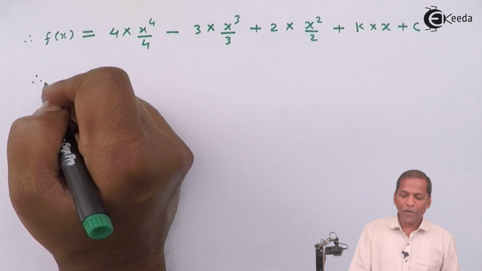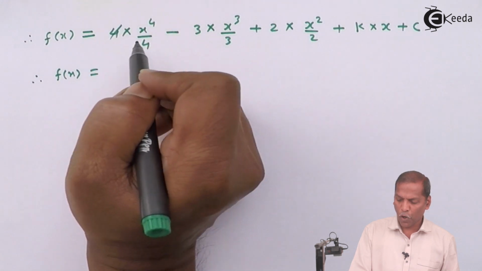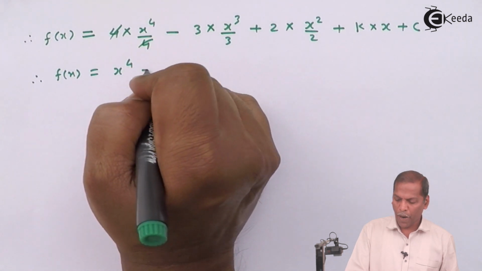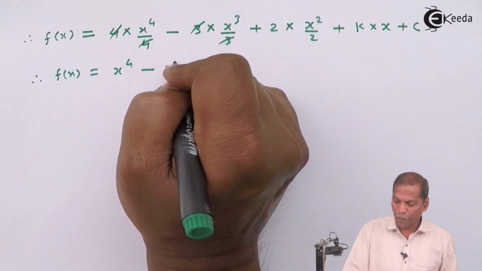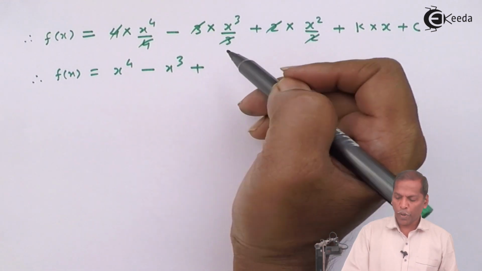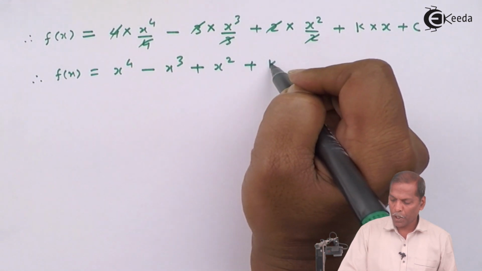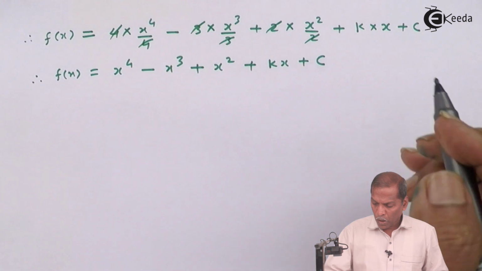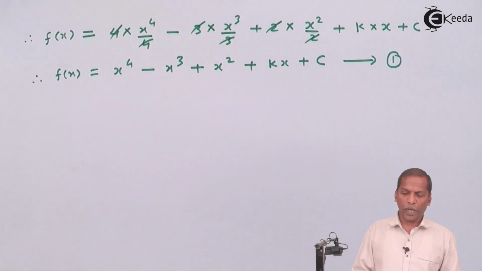So the next step will be f of x is equal to, now here we cancel 4 from numerator denominator, so we are left with x raised 4 minus, again we cancel 3 from numerator denominator, so we are left with x cube, plus 2 we cancel from numerator denominator, so we are left with plus x square, then plus k into x, kx plus c. Now let us denote this as equation number 1.